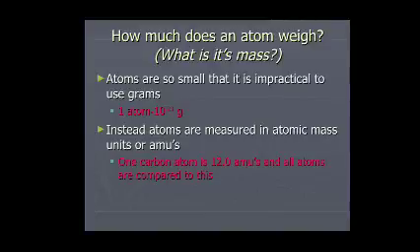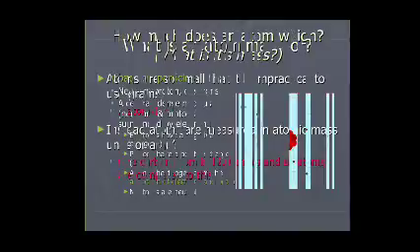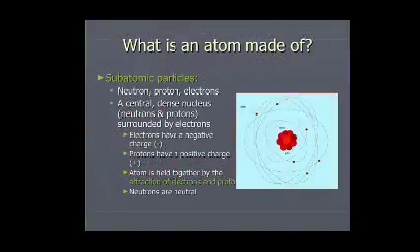One mole of carbon atoms is 12 grams. This 12 grams corresponds to 12 AMU, atomic mass units, and all atoms are compared to this. What is an atom made of?